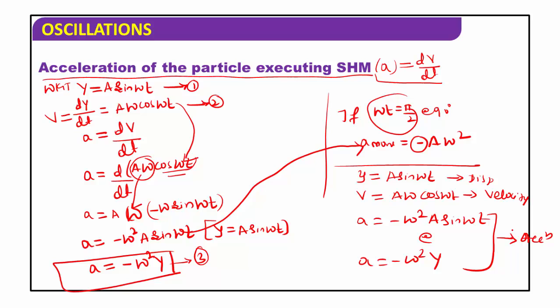How do you define simple harmonic motion? Simple harmonic motion is defined as the acceleration of the particle at any instant is directly proportional to displacement of the particle, and it is always directed towards its mean position. a is equal to minus omega square into y.